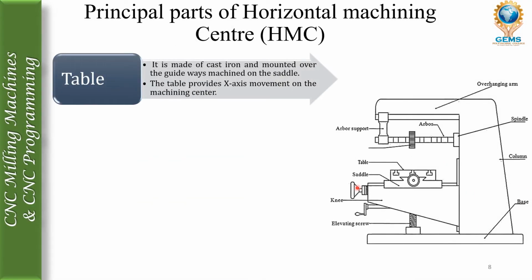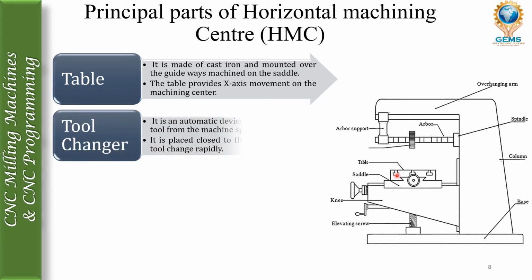Then comes the table. This table is made of cast iron and mounted over the gateways machined on the saddle. See, these are the gateways. Above the saddle, you have the gateways. Above the gateways, this table is mounted, and this table provides the x-axis movement on the machining center, the same as the vertical machining center.